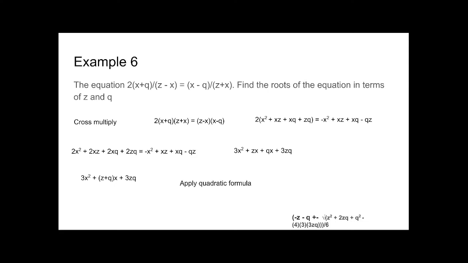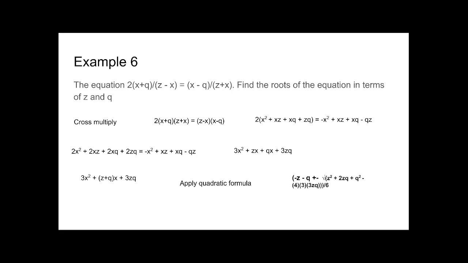So we apply our quadratic formula, our negative z minus q. So how do I get negative z minus q? You know the quadratic formula is negative b plus or minus. You know that the b value is z plus q. So therefore, negative b would just be negative of z plus q. And that will make everything inside the bracket negative, so negative z minus q. So that's how I got the negative z minus q.